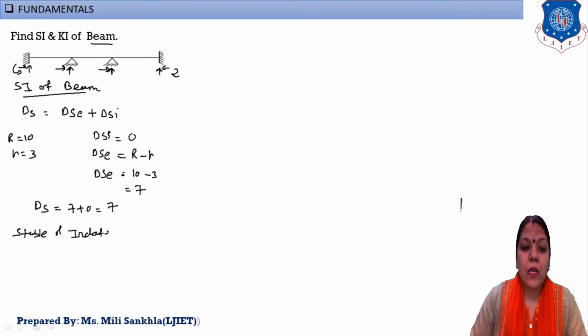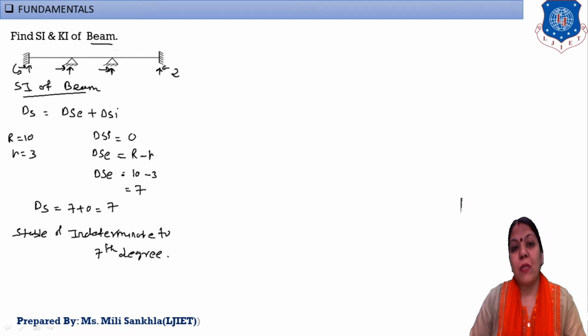Indeterminate to the 7th degree. What is the meaning of this sentence? If our answer is 0, that means the structure is stable and determinate because no unknown forces are there. And if our answer is negative, that means this structure is an unstable structure. And if we get a positive answer, number of forces, that means the structure is stable. But which type of structure? That is an indeterminate structure. Clear?